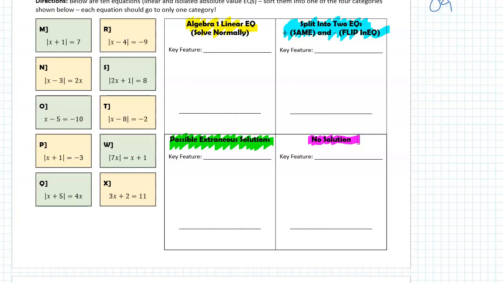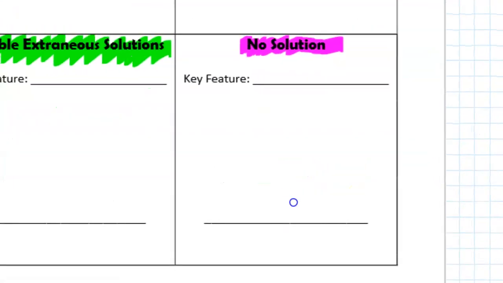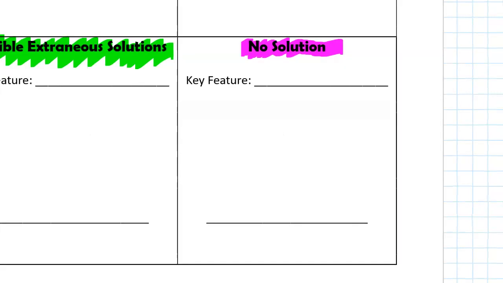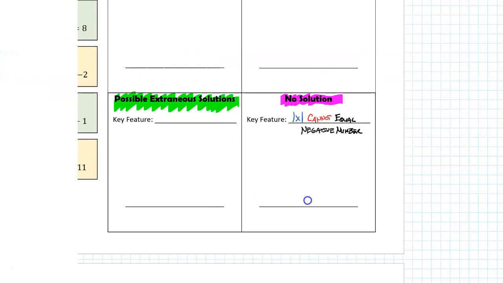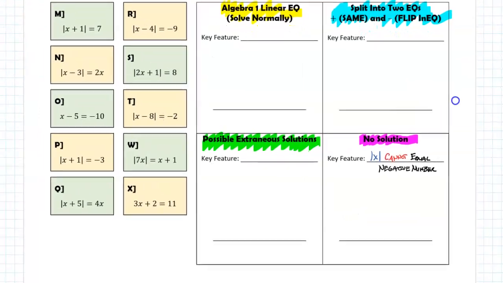So let's start with the special cases, and let's take a look at the no solution category. What is the key feature that gives us an equation that has no solution? Well, an absolute value cannot equal a negative number. So when we get to this particular scenario, we know that there is going to be no solution, and there's no point in algebraically solving because we're going to have solutions that are in error.